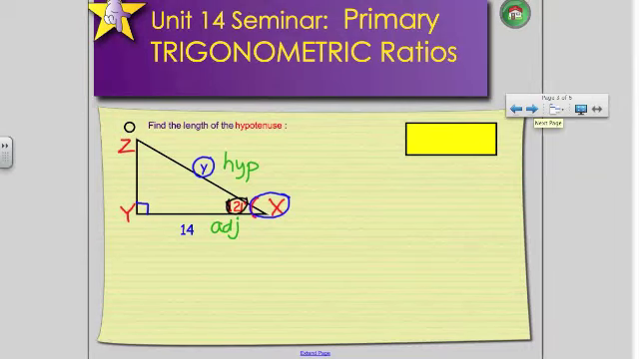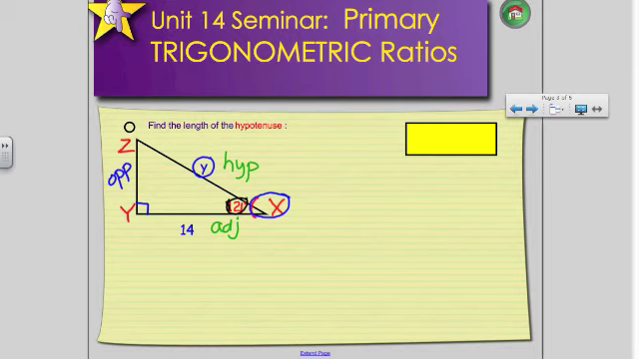The other side that's not connected to my starting point at all is the opposite. Once you really understand the definition behind the names of the sides, it's very easy to label the triangle correctly. However, where everyone always runs into problems is: what formula do you use?